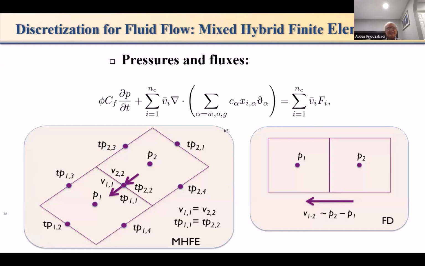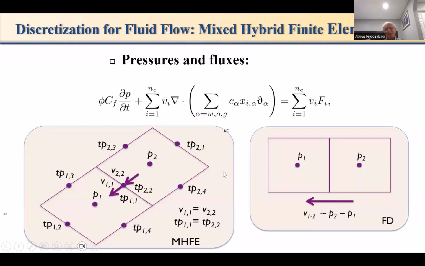For the discretization, I will show the example for flow, how we do it. In conventional finite difference method, basically, we divide the domain into different grids. We calculate the pressure for this grid, the other one, and the flow is driven by this pressure gradient.